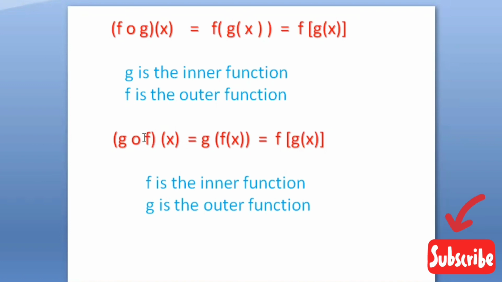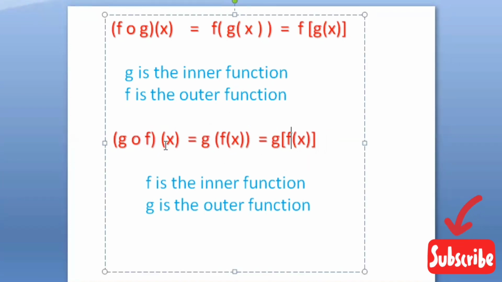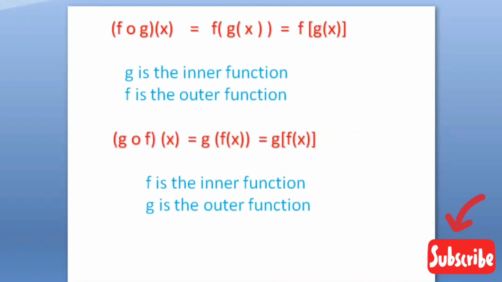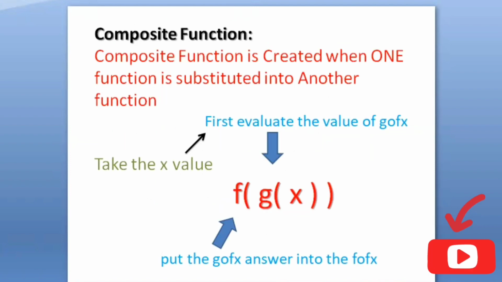Here the inner function is f, like in this composite function, f of x is the inner function and g of x is the outer function. So in the above slide, I told you f of g of x is not equal to g of f of x. This is the main difference. Now jump onto our main topic, that is composite function. A composite function is created when one function is substituted into another function.